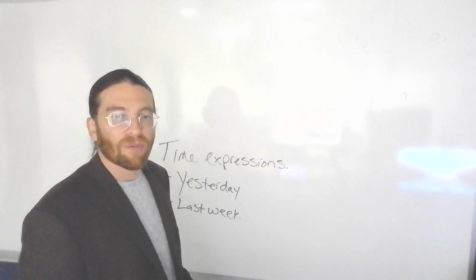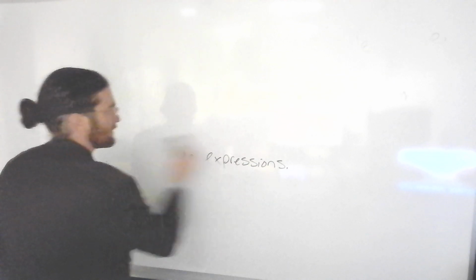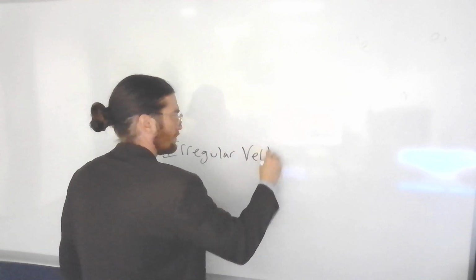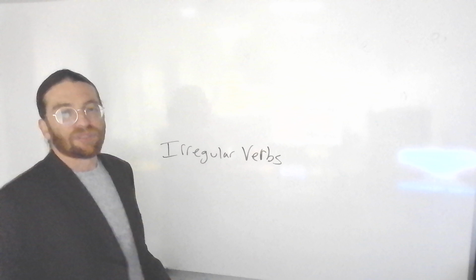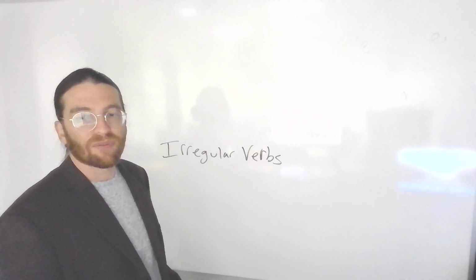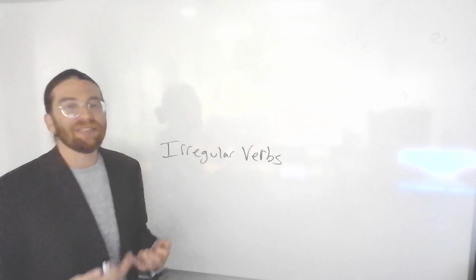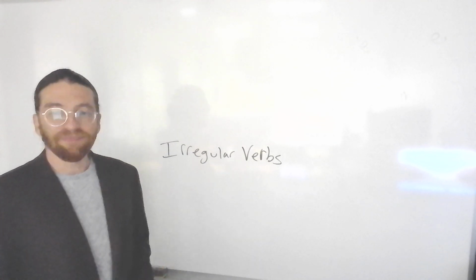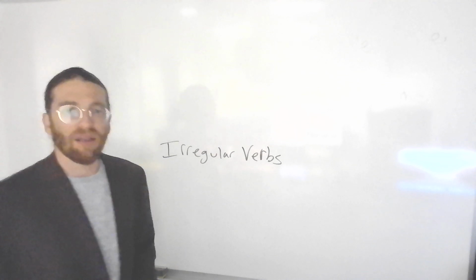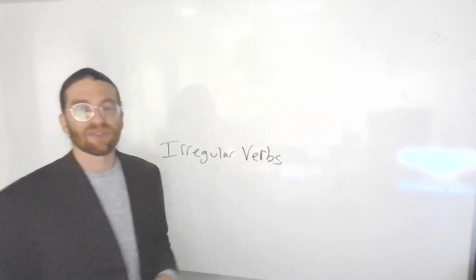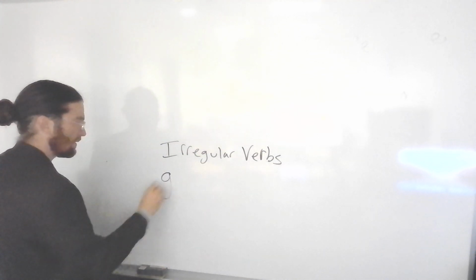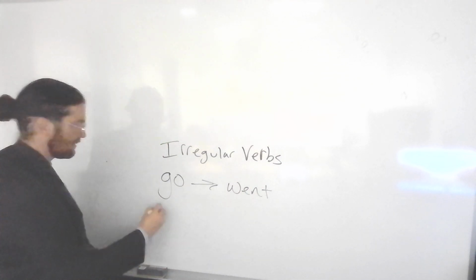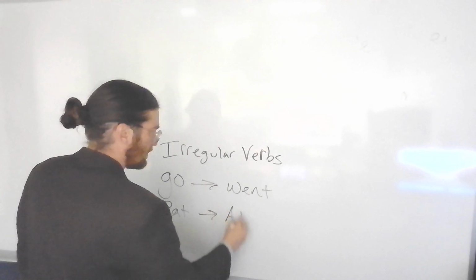Okay, next, let's talk a little bit more about irregular verbs. Irregular verbs are a little tricky because they don't follow the rules of ed or regular rules for past tense. Let's look at some common examples of irregular verbs, which means not regular. Go becomes went. Eat becomes ate.